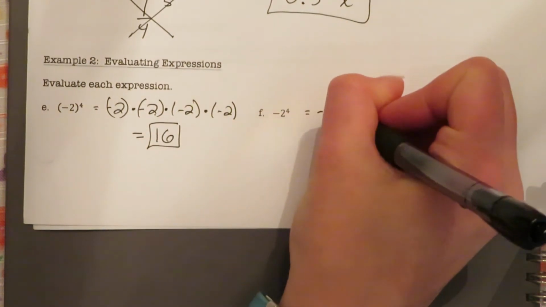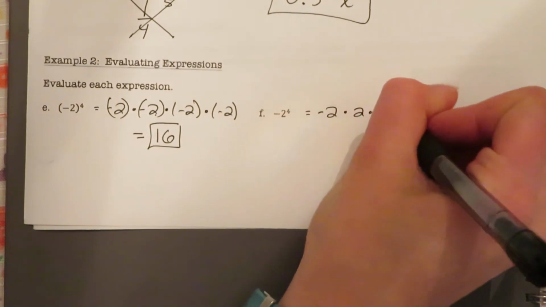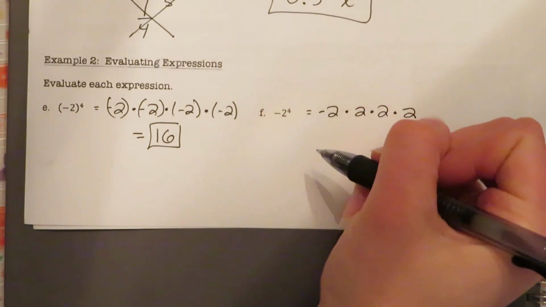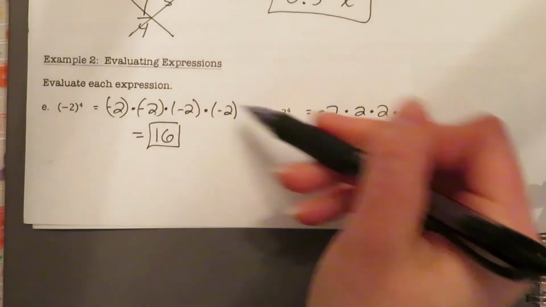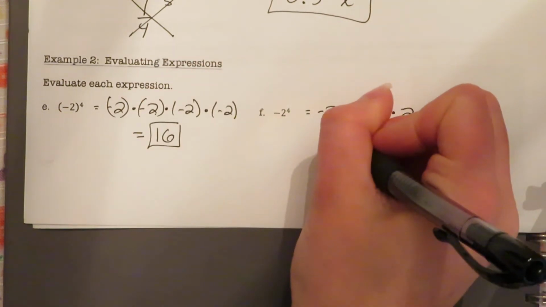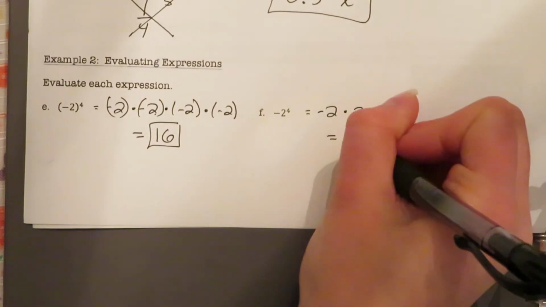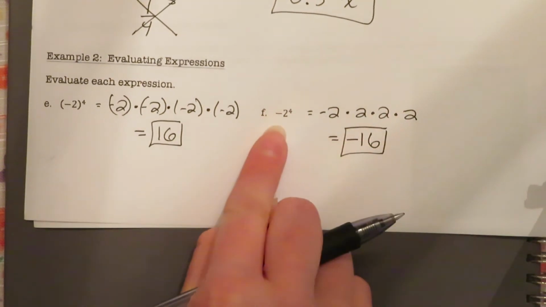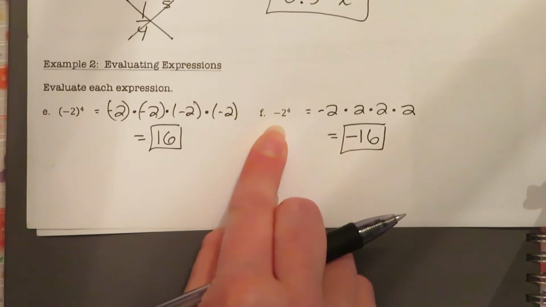Now this one is -2 times 2 times 2 times 2. So there's only one negative. This is not in parentheses. These actually don't equal the same thing. The number 16 is the same, but this is actually -16. So be careful. If it doesn't have parentheses, this means there's only one negative.